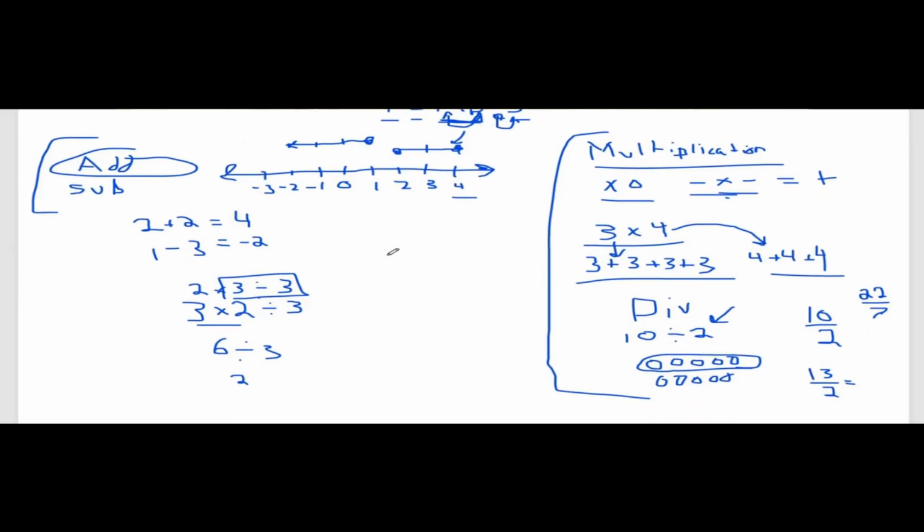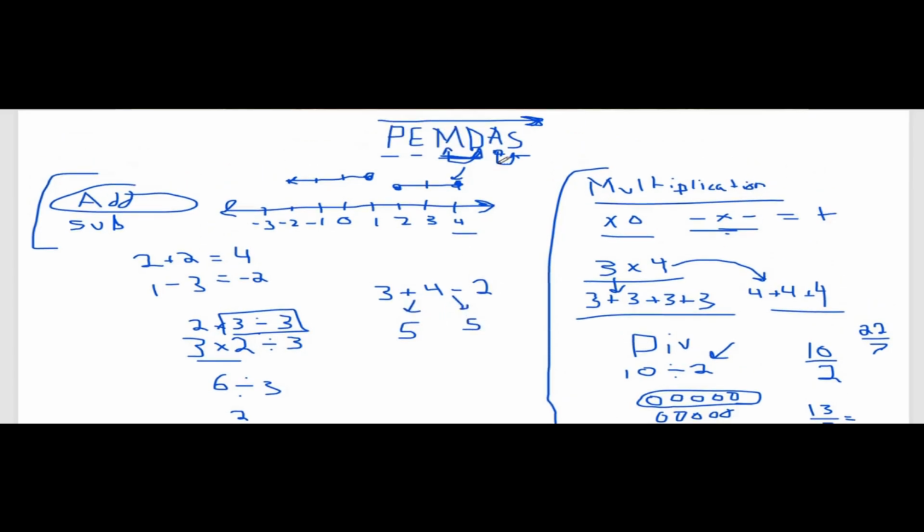And the same with addition and subtraction. For instance, if I have 3 plus 4 minus 2, I can do 3 plus 4, which is 7, and 7 minus 2 is 5. However, if I take 4 minus 2, I have 2, and 2 plus 3 is also 5. So either way, you're going to get 5. It doesn't matter in what order addition and subtraction or multiplication and division go, because they're very similar in a lot of ways. Let's talk about exponents.